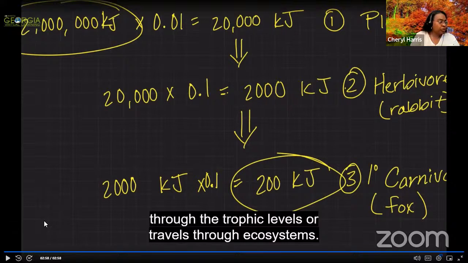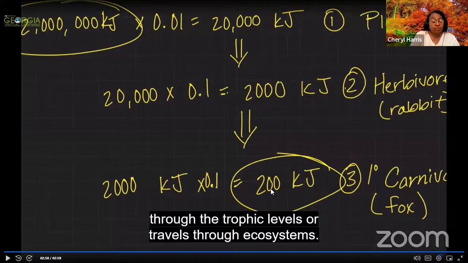I want you to finish writing that out as your sample question. Now, once you understand that it's going to lose 10% each time, what you can do without doing all this multiplying math is just keep moving the decimal point. So if you had the 20,000 and you move the decimal point over one space, because that'll be your 10%, then you end up with the 2,000. And then 10% of that is going to be your 200.